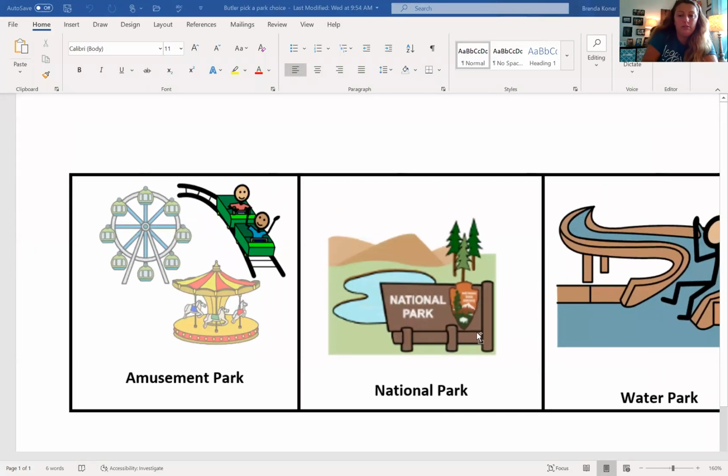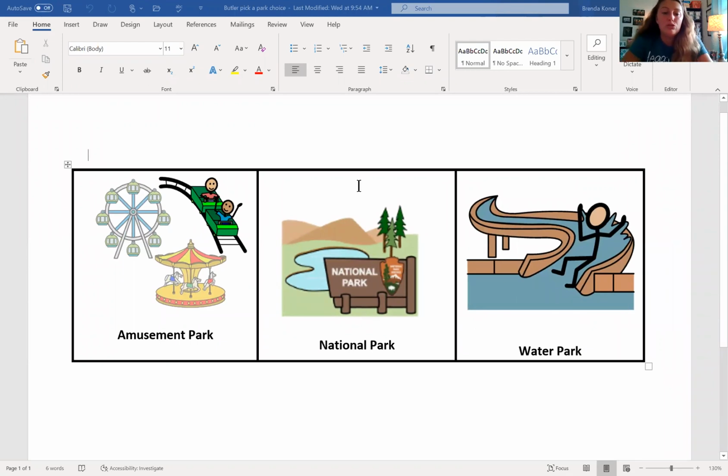Now what I want you to do, I want you to tell me what park you would choose. Let me switch my pages over. Okay, so if you had the choice, would you choose to go to an amusement park, to go to a national park, or a water park? Which one would you choose? Okay, I'm going to stop sharing that and go back to the lesson. Next, what we're going to do is play bingo.